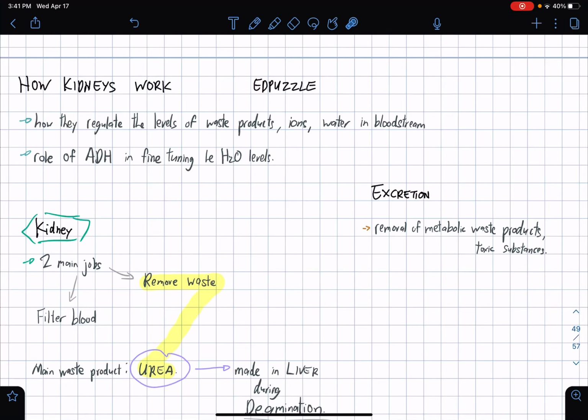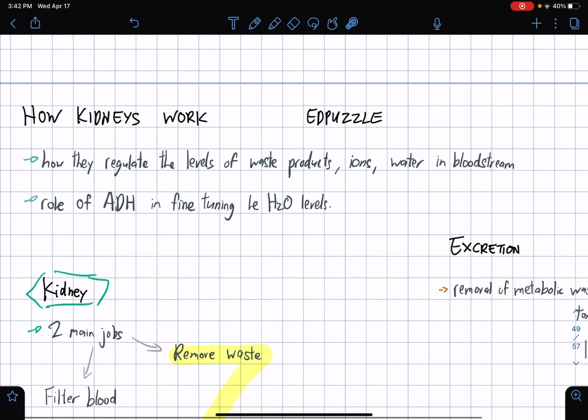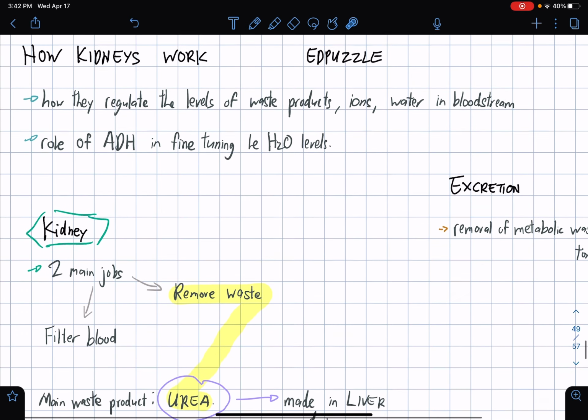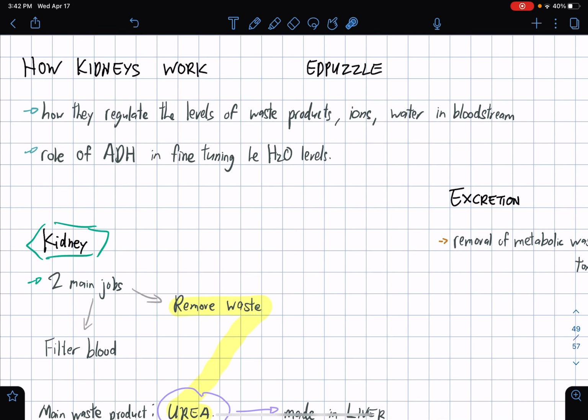In this video, we will be talking about the urinary system and one of them being how kidneys work. So how do they work? How they regulate the levels of waste products, ions, water in the bloodstream. That's what we're going to talk about here, as well as the role of the antidiuretic hormone or ADH in fine-tuning the H2O or water levels.